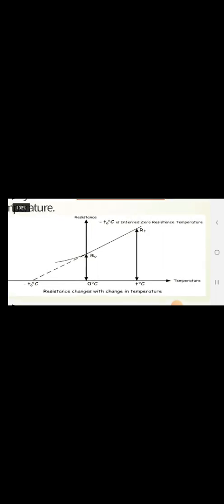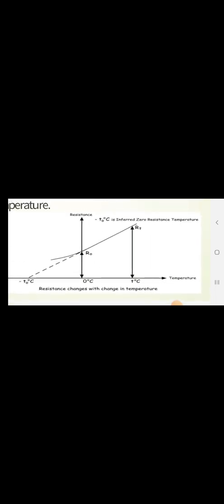Now you can see this resistance change with change in temperature. Take the resistance at 0 degrees centigrade, and after T degrees centigrade the resistance will be RT. In the first line, first arrow, at 0 degrees centigrade the resistance is R naught. After some time, as the temperature increases, the resistance also increases.